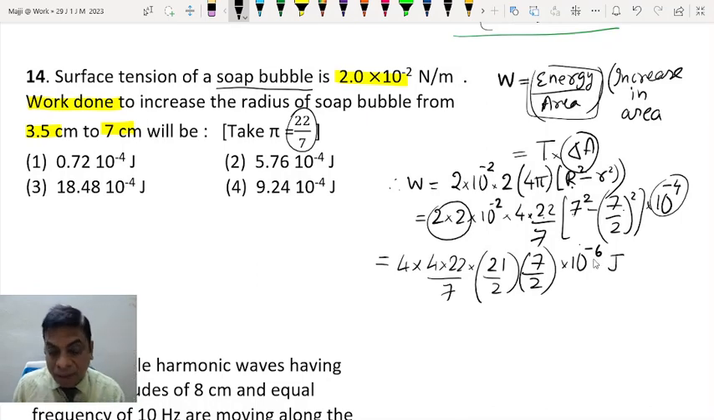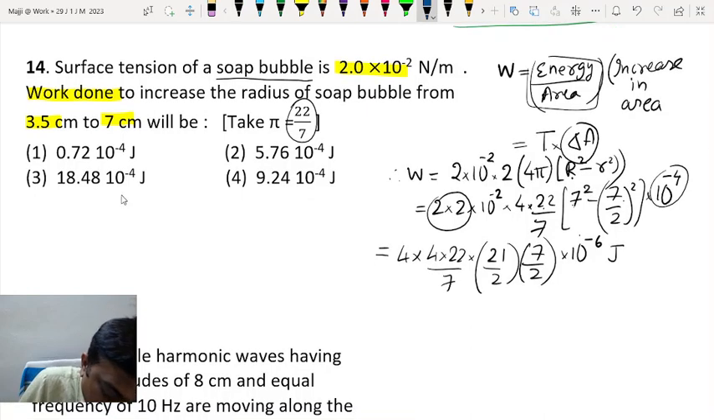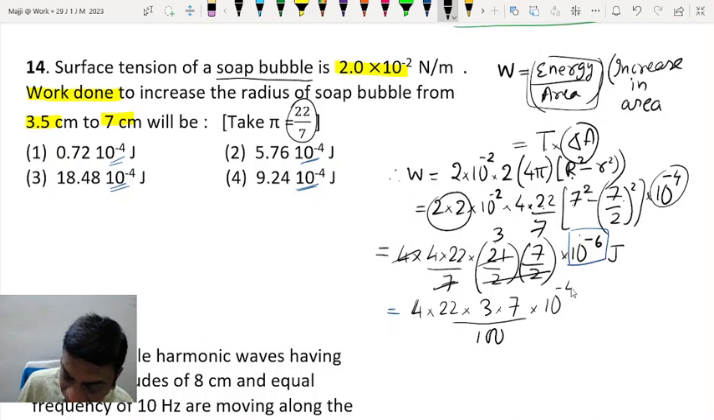We expect the answer in SI unit because we have substituted all the quantities in SI unit. Now students, you can see all the options are in 10 power minus 4. So we have to retain 10 power minus 4 and then proceed. So 7 3s are 21, 2 2s are 4. So we are left with 4 into 22 into 3 into 7. Let us divide by 100 and keep the 10 power minus 4 there itself as per the options.